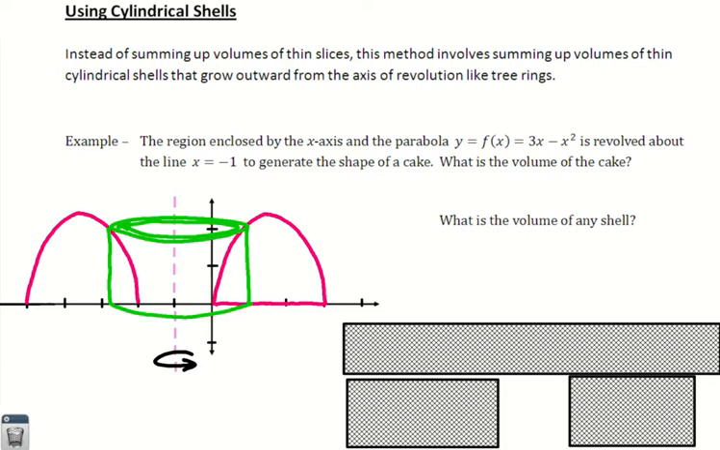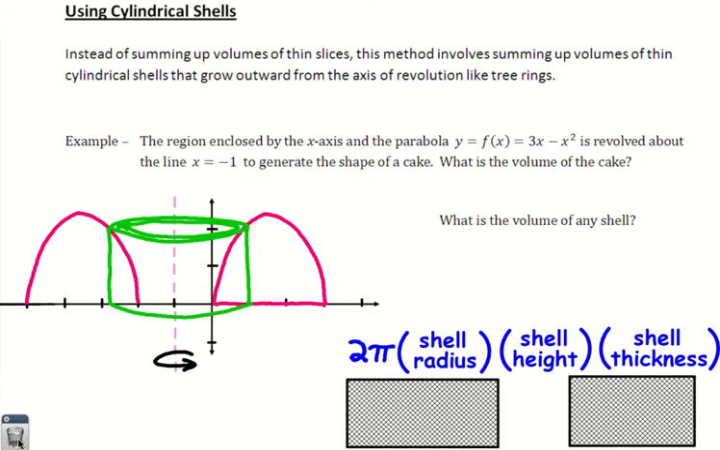Anyway, let's cut to the chase. Without any further ado, what is the volume of any shell?